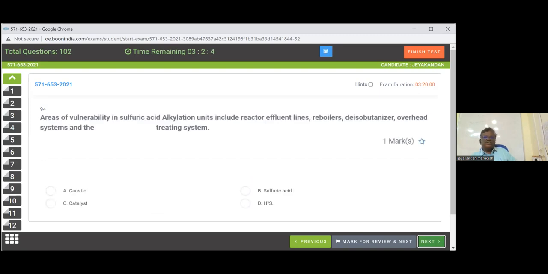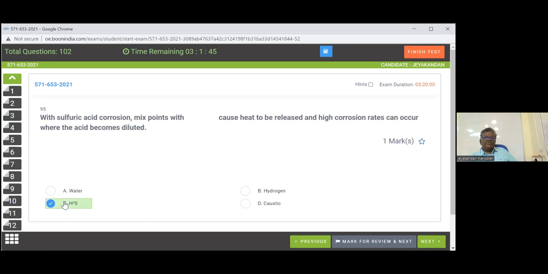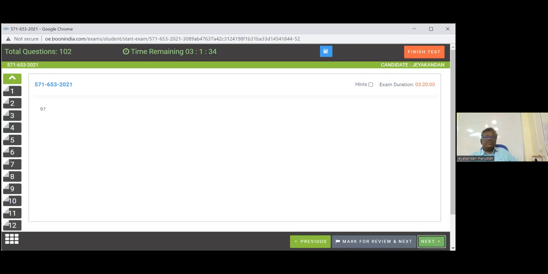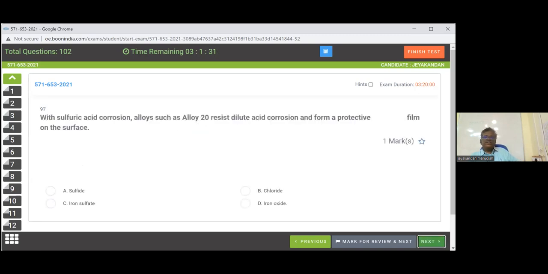Next, areas of vulnerability in sulfuric acid alkylation units include reactor effluent lines, deep boiler, debutanizer, overhead system of the gas. With sulfuric acid corrosion, the gas becomes dilute with the water. Okay, let me check. With sulfuric acid corrosion, the presence of oxygen increases the corrosion rate. Sulfuric acid corrosion, alloys such as alloy contain acid corrosion, forms iron sulfate.